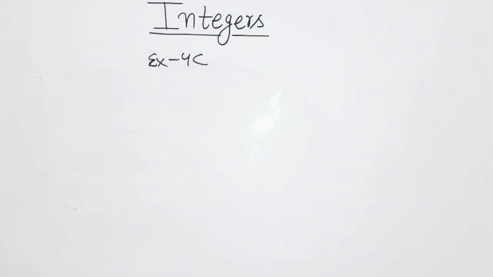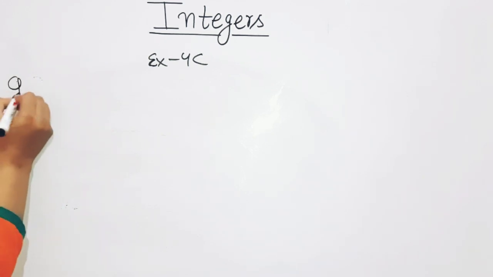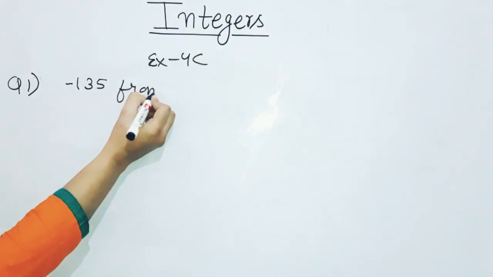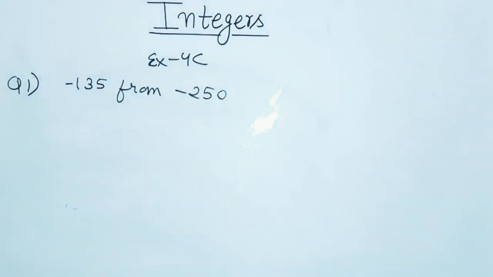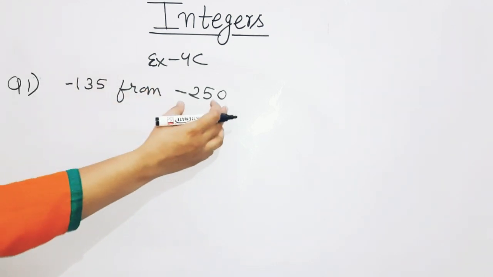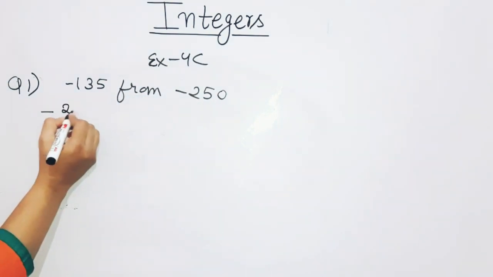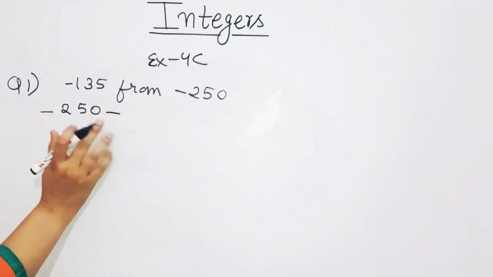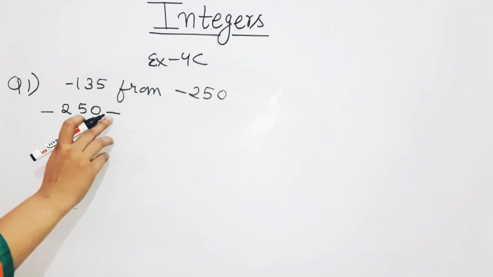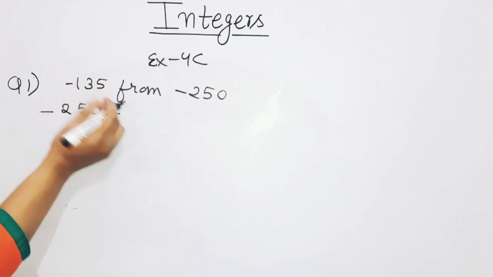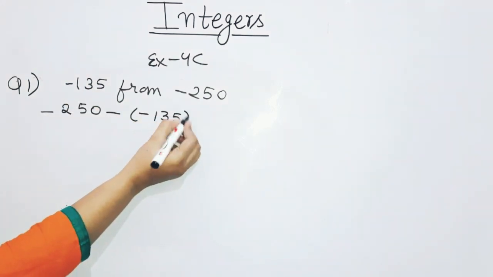So she has not understood option number 7 of question number 1. Option number 7 of question number 1 was: subtract minus 135 from minus 250, right? This was the question. Now how will we subtract? As I have told you, the number or the integer which is written after the term from comes first. Now minus, subtract means we have to subtract. So I have put the symbol of minus. From minus 250 we have to subtract minus 135.